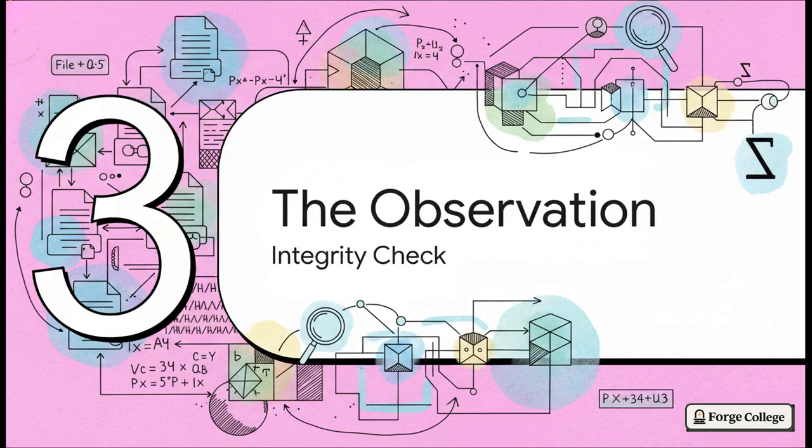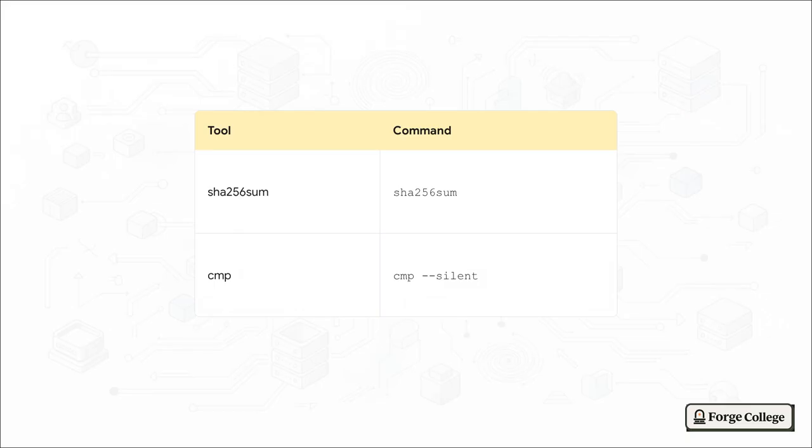Section 3. The observation. Verifying byte-for-byte integrity. All right, time to act like forensic scientists, dusting for digital fingerprints. We need to actually prove that our original example.txt is perfectly identical to the retrieved.txt we just pulled from IPFS.